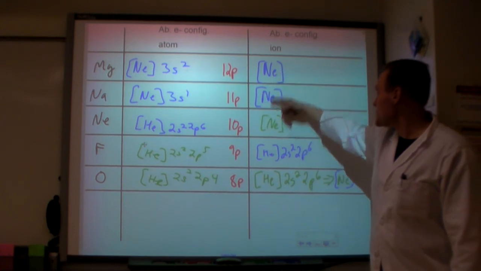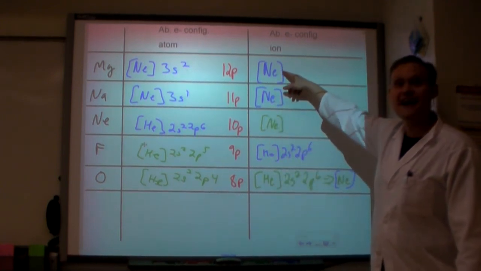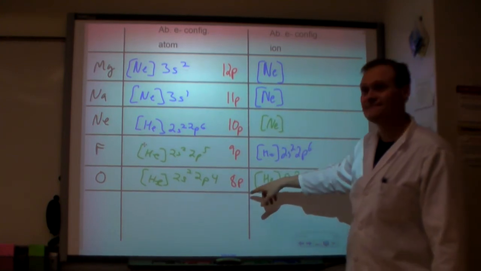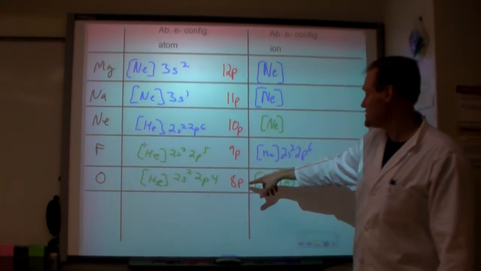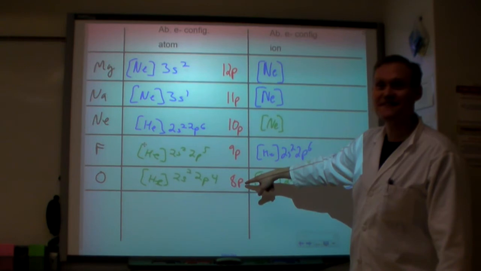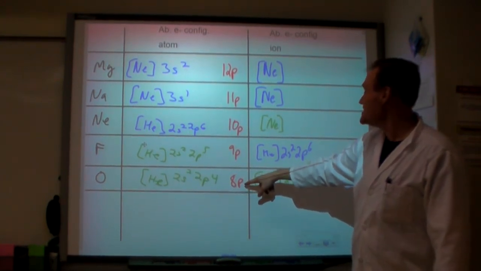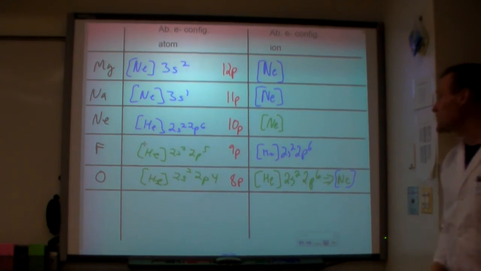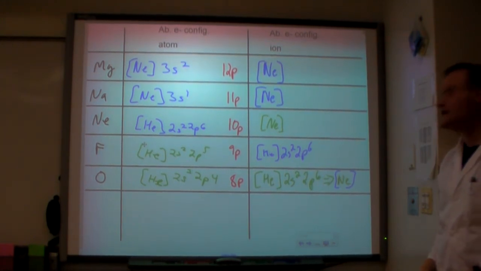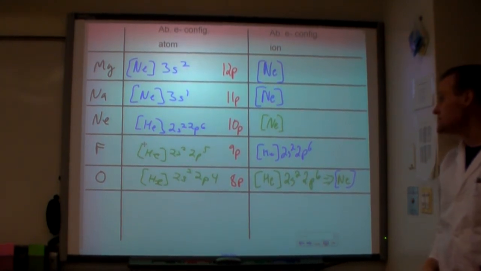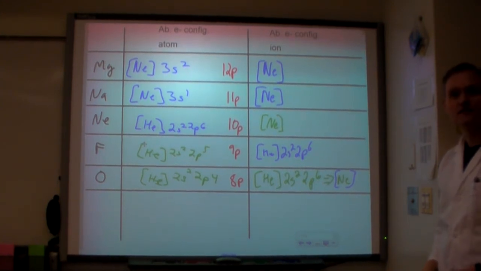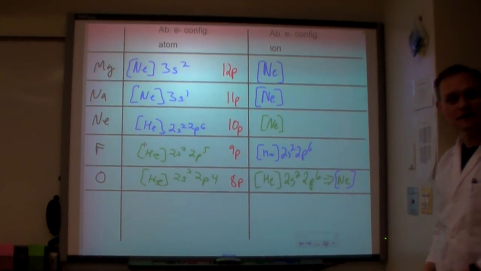So you'll notice that as we're going through, I could have used Ne for any of these. All of these end up having the same electron configuration as Ne, or neon, which would be, again, 2s2, 2p6. These are called isoelectronic. Those people writing it down, iso-electronic, all one word.